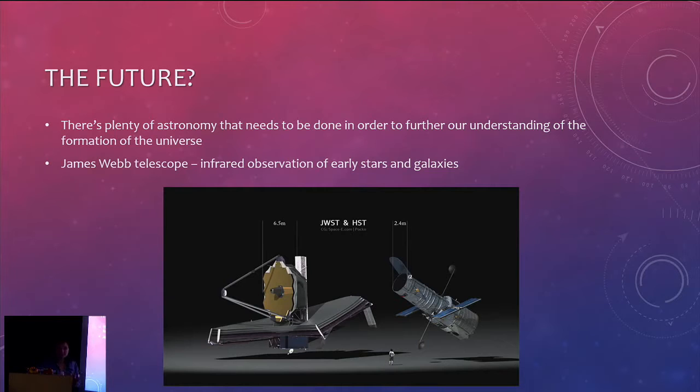Obviously we're trying to observe first-generation stars, but there's still plenty of observation that can be done so we can learn more about how the first stars formed and how the first galaxies formed. And right now, the Hubble telescope, which is the one on the right, is up in space, sometimes imaging things from the early universe. But the Hubble telescope isn't really specialized for that.